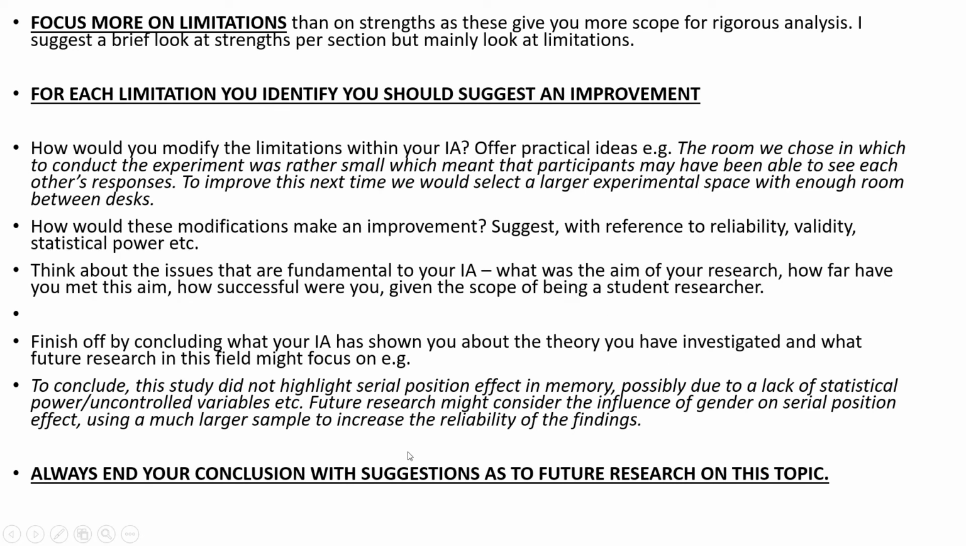Future research might consider the influence of gender on serial position effect, using a much larger sample to increase the reliability of the findings. Nice way to end it, yeah? It makes you sound confident and professional, and that's how real psychology reports are written. So, that's it for the evaluation.